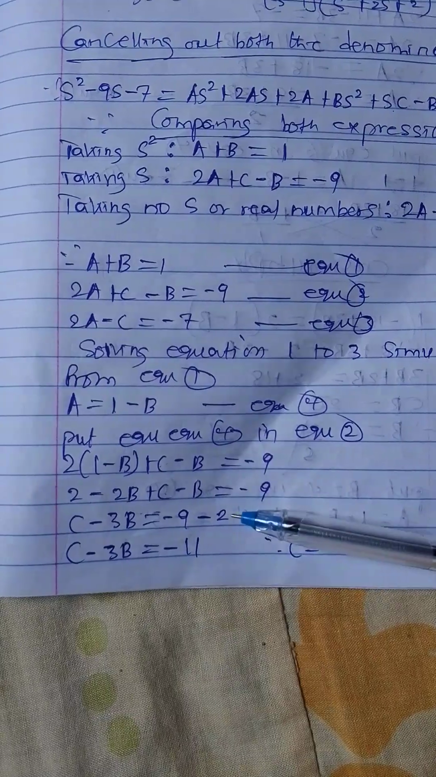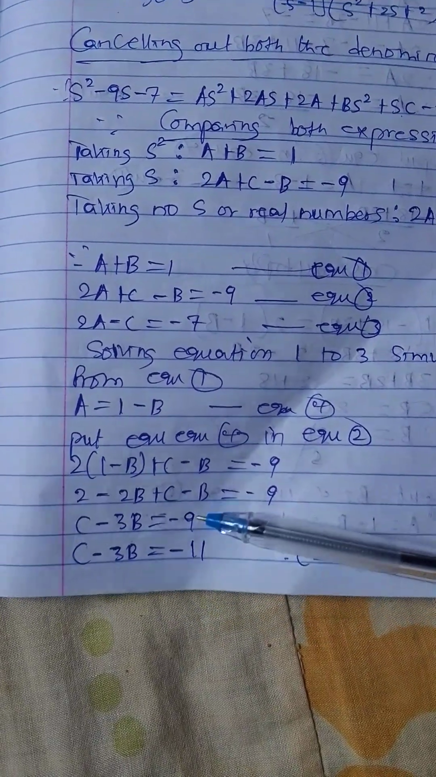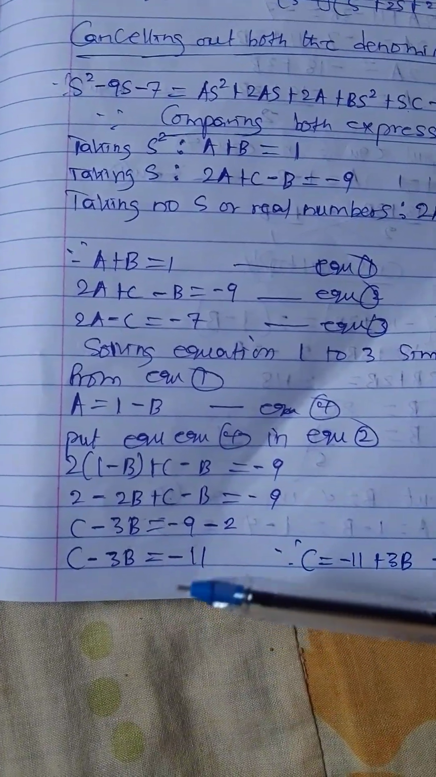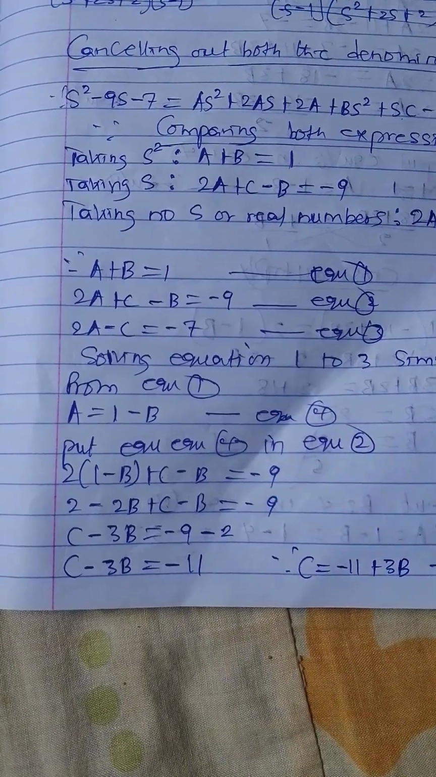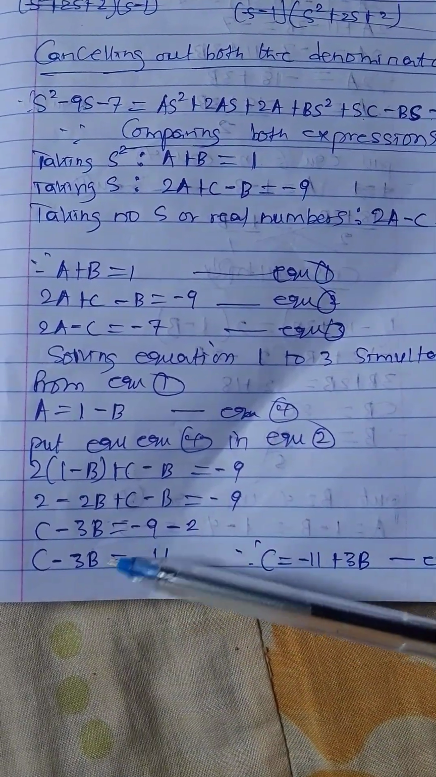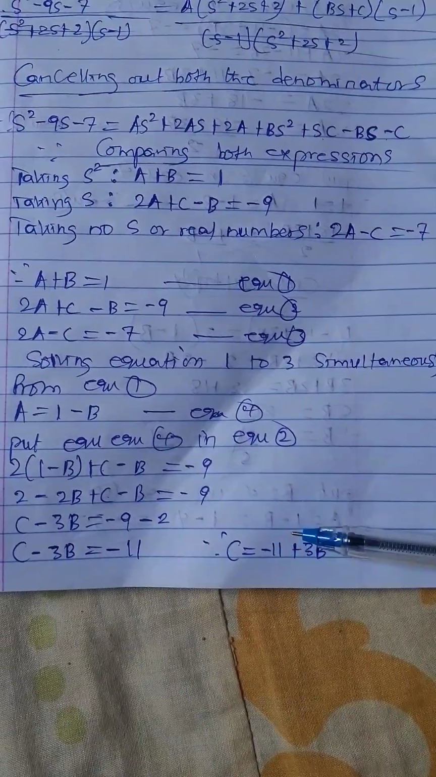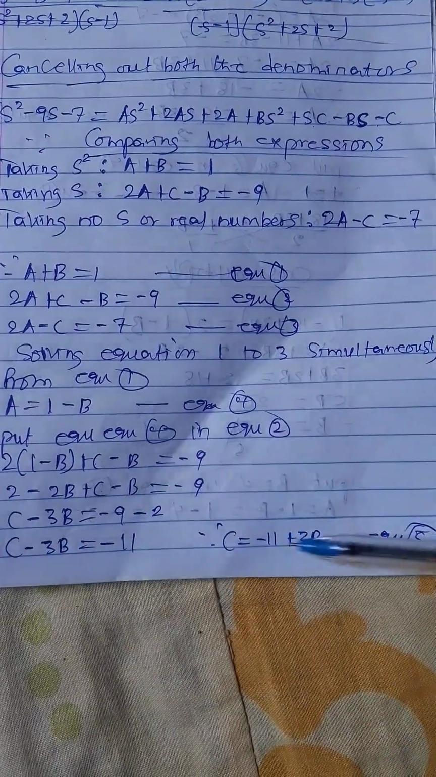This 2 crosses over and becomes minus 2. So we have c minus 3b is equal to minus 2 minus 9, which gives me minus 11. Plus the figure, minus the sign. Making c the subject, we have that c is equal to minus 11, this crosses over, plus 3b. I call this equation 5.